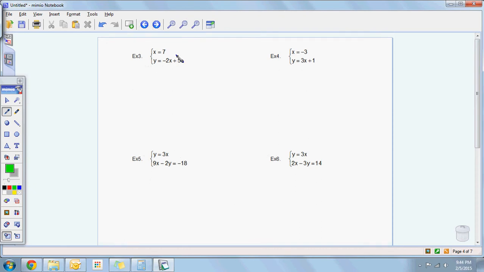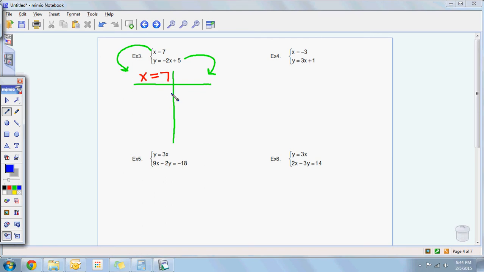Okay? So let's get into some examples on how you're going to solve some systems using the substitution method. Whenever I ask you to use that method, you're going to set up this t-chart. You're going to put one of the equations on one side and the other equation on the other side. So for this example, I'm going to take x equals 7 here, and I'm going to put y equals negative 2x plus 5 on this side. Whenever you're solving systems, your final answer is always going to be an ordered pair. So I'm going to write that my final answer should be an x and a y value.